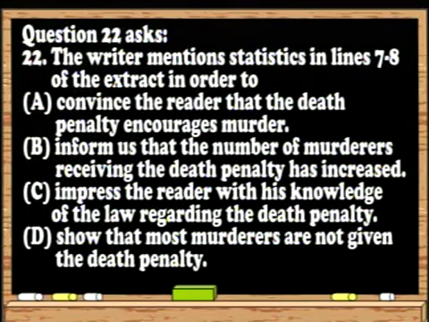Question 22 asks, the writer mentions statistics in lines 7 to 8 of the extract in order to A. Convince the reader that the death penalty encourages murder. B. Inform us that the number of murderers receiving the death penalty has increased. C. Impress the reader with his knowledge of the law regarding the death penalty. D. Show that most murderers are not given the death penalty. The answer is D.